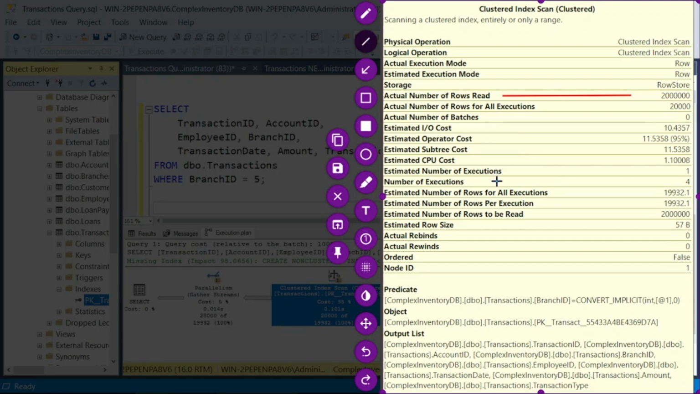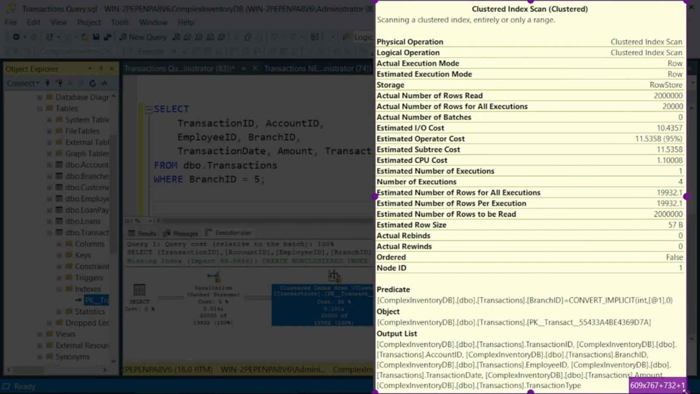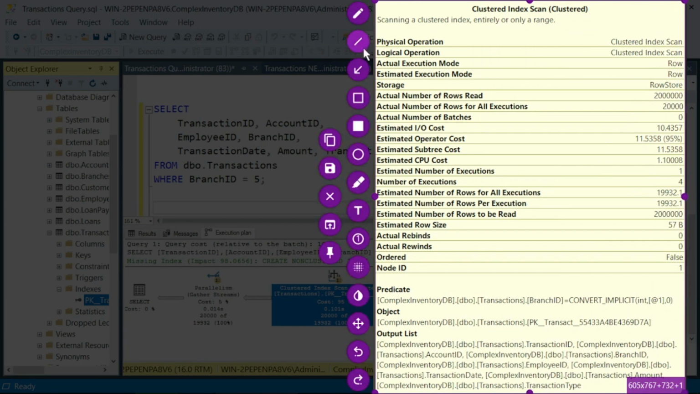Actual rows tells us how many rows were returned. Actual rows read tells us how many rows SQL Server actually examined. For example, SQL Server may return 20,000 rows but read 2 million rows to find them. That means a huge amount of unnecessary work was performed. Whenever actual rows read is much larger than actual rows, it is often a sign that a better index is needed.